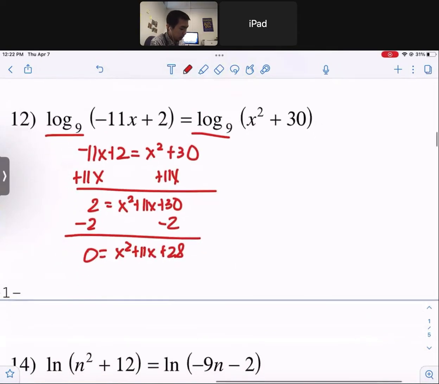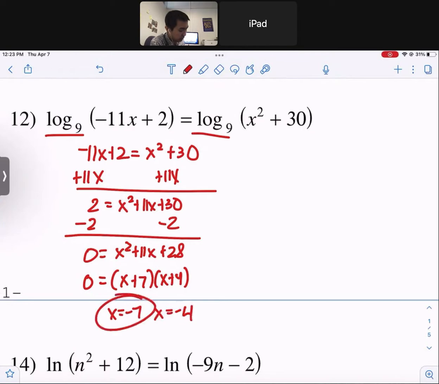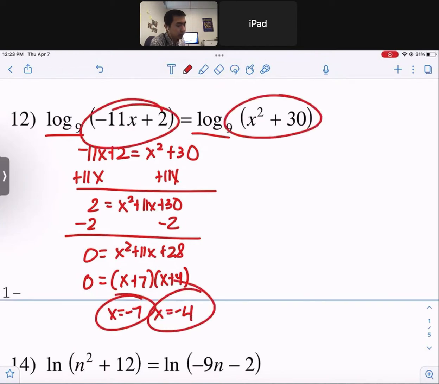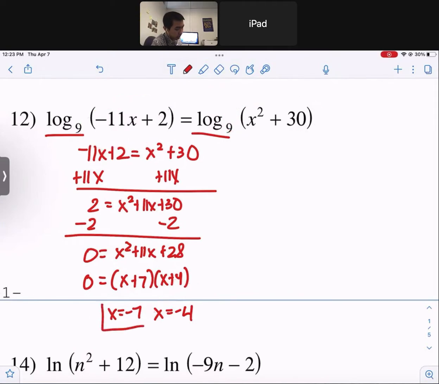So now we factor this. x plus 7 times x plus 4. And we're going to get x equals negative 7 and x equals negative 4. And if you guys plug either of these into these, you're going to get a positive value back for both logs. So both of these will be our answers.